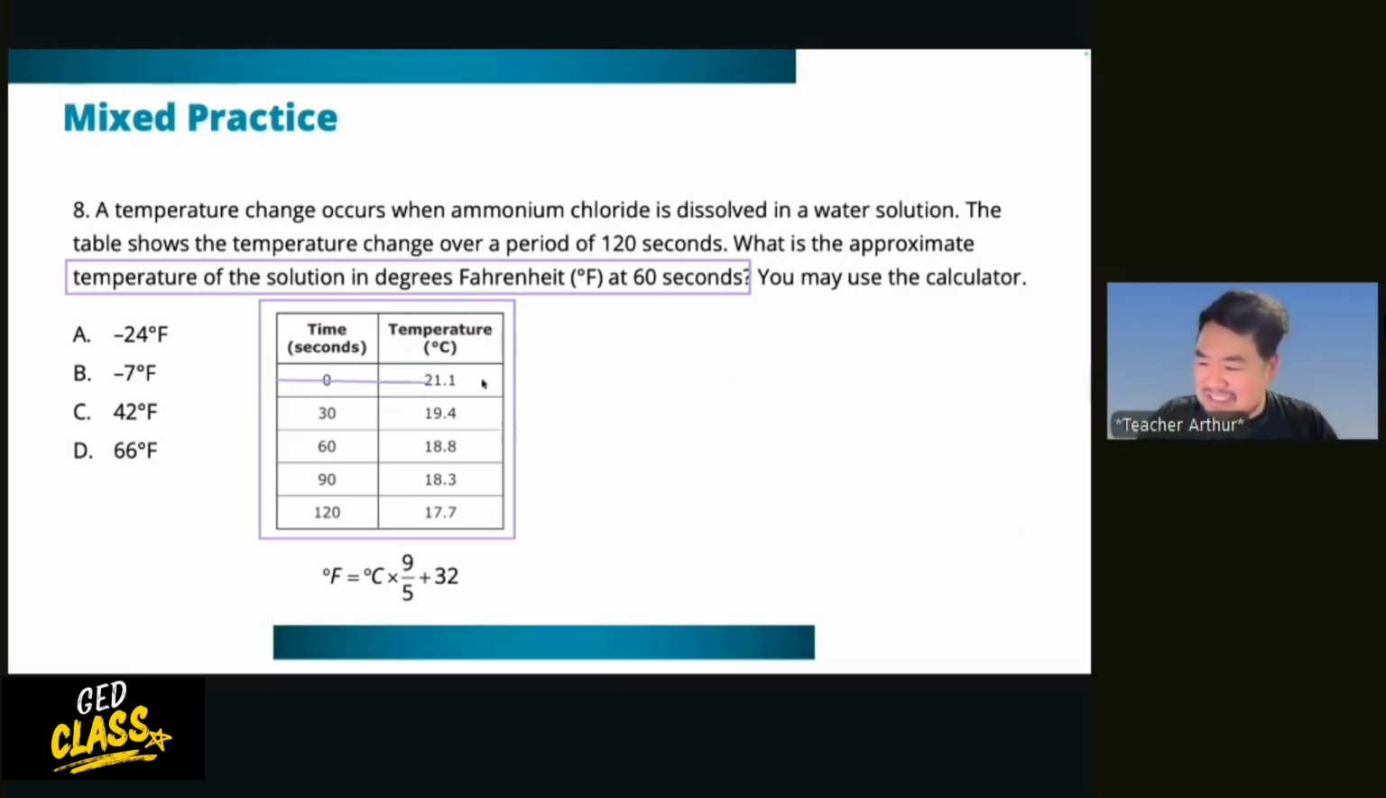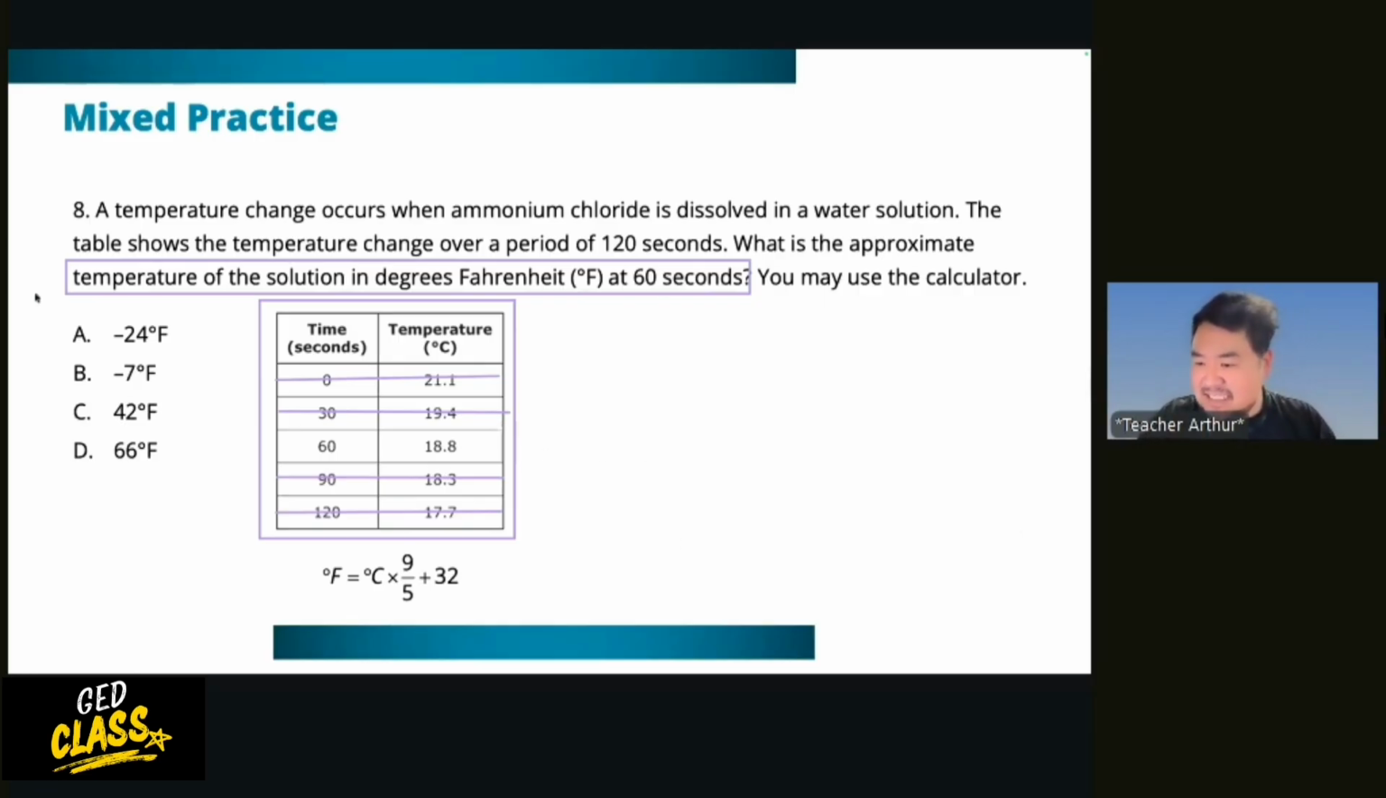We don't care about 0 seconds. We don't care about 30 seconds. We don't care about 90 seconds. We don't care about 120 seconds. All we care about is 60 seconds. And let's be honest, if the table just had that one row, wouldn't this question have looked a lot easier? You wouldn't have braced yourself, right? But really, this is the only thing we care about.